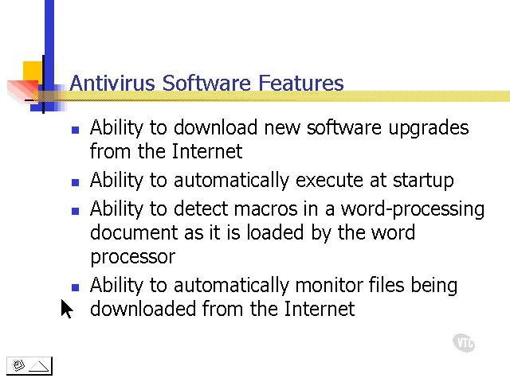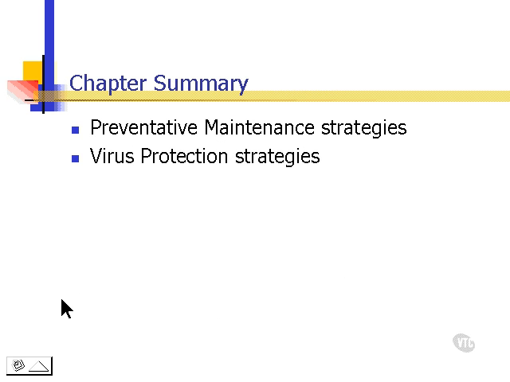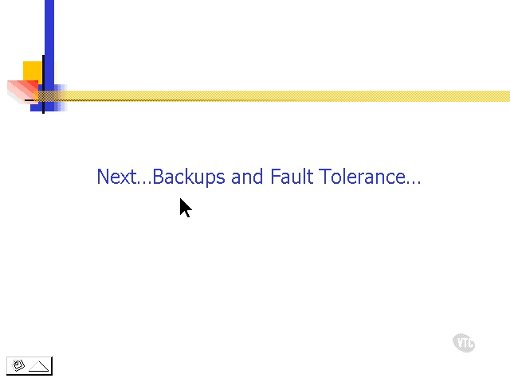So in summary, in this chapter, we talked about preventative maintenance strategies and virus protection strategies. In our next section, we'll talk about additional ways to protect our network, backups, and fault tolerance.